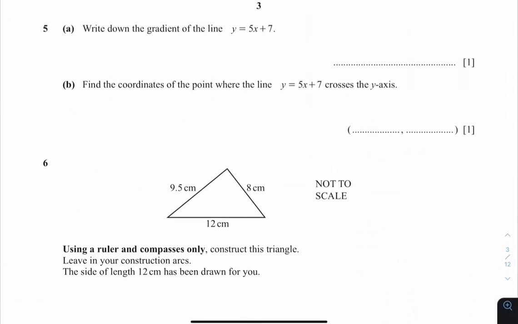Moving on to question 5. We all know that y equals mx plus c, where m is the gradient. So whatever is next to x is the gradient. In this case, it is 5. Part B. Find the coordinates of the point where the line y equals 5x plus 7 crosses the y-axis, so x is equal to 0. Therefore y is equal to 5 multiplied by 0 plus 7, giving us 7. So the coordinates are (0, 7).